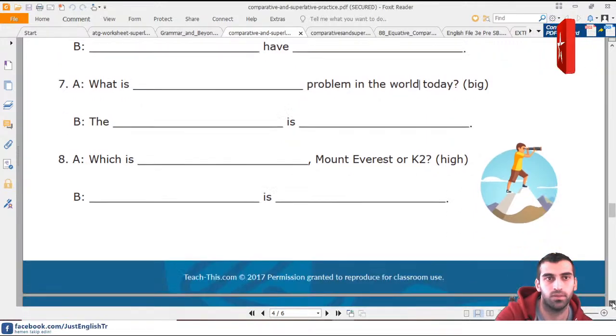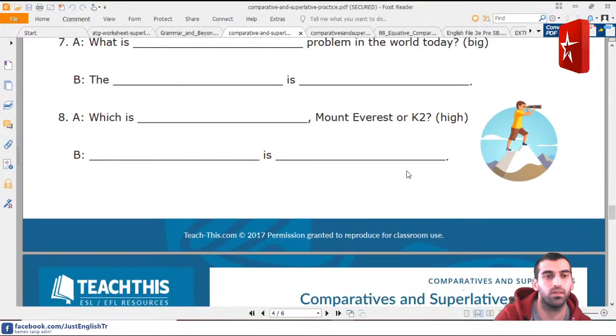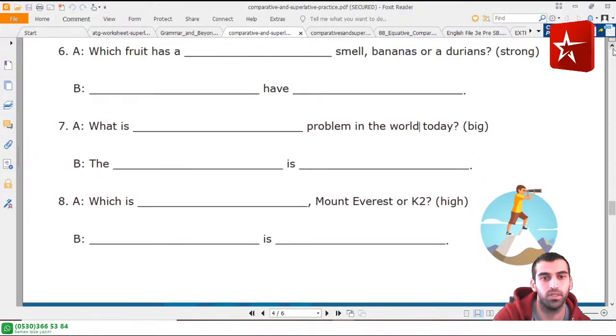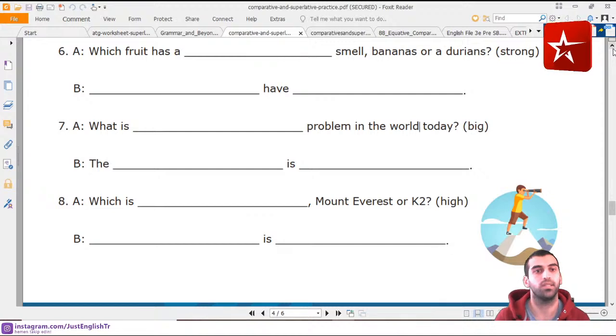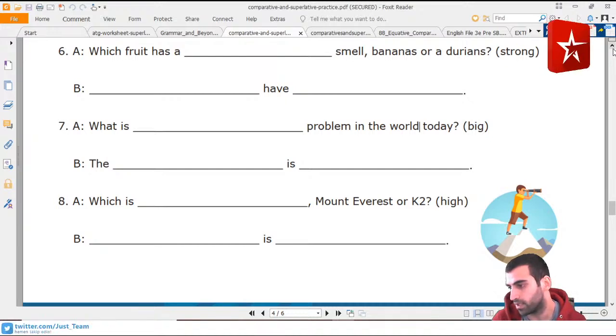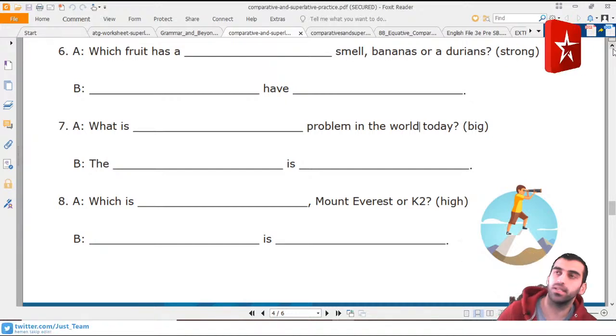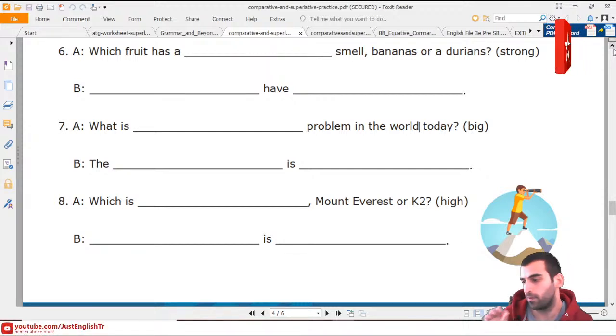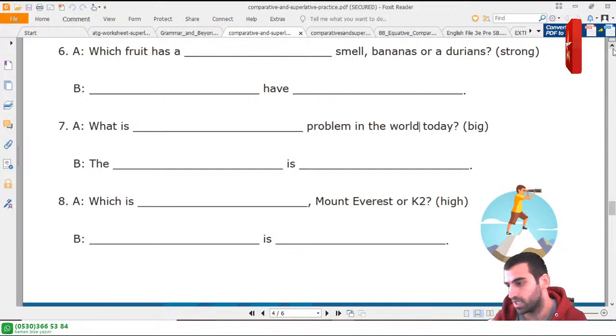Number 7. Yes, let me show you. This one, number 7, is a little bit different. If a noun is following a superlative, we don't use then. Yes, if we have a superlative, we don't use then. We use then with comparative sentences, Mr. Hussein. Yes, durians have a stronger smell than bananas.